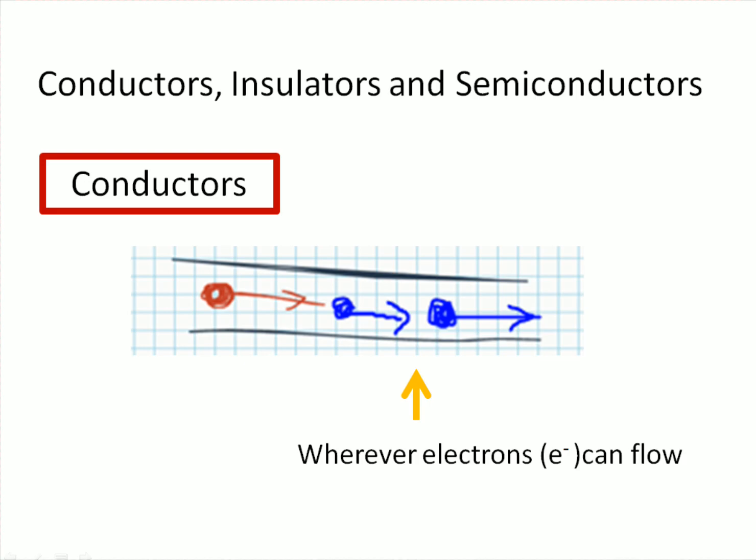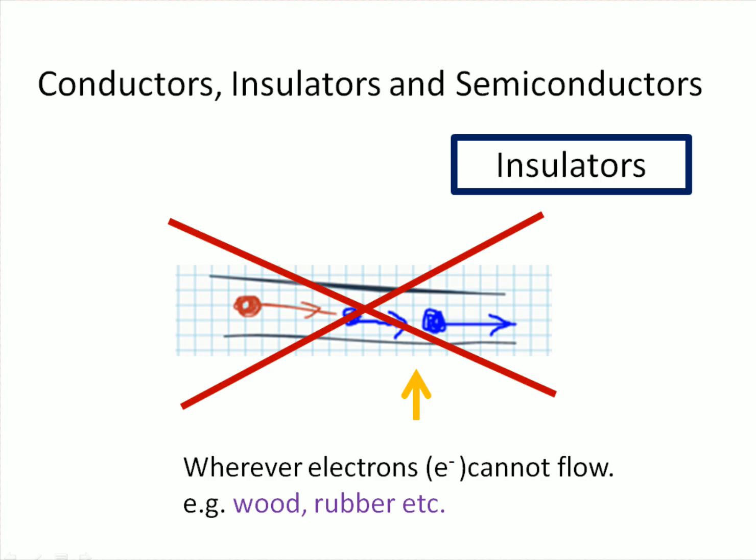Now you can understand what an insulator would be, right? An insulator would not conduct, because it doesn't have the property to let the electrons flow, so that's why we call them insulators.